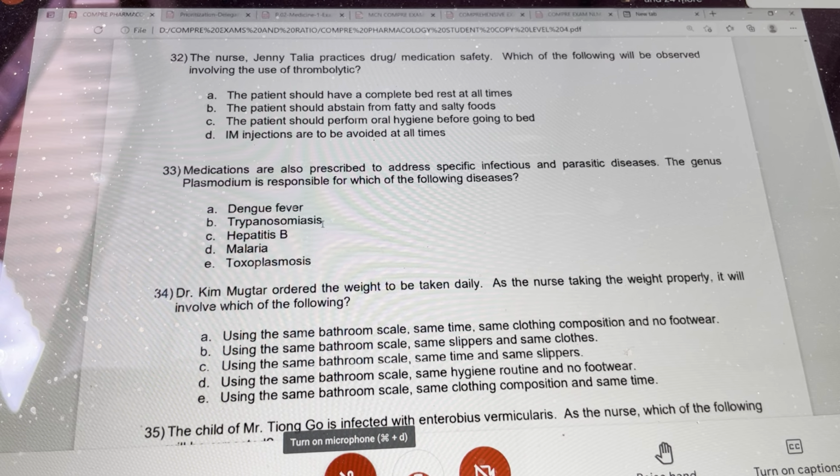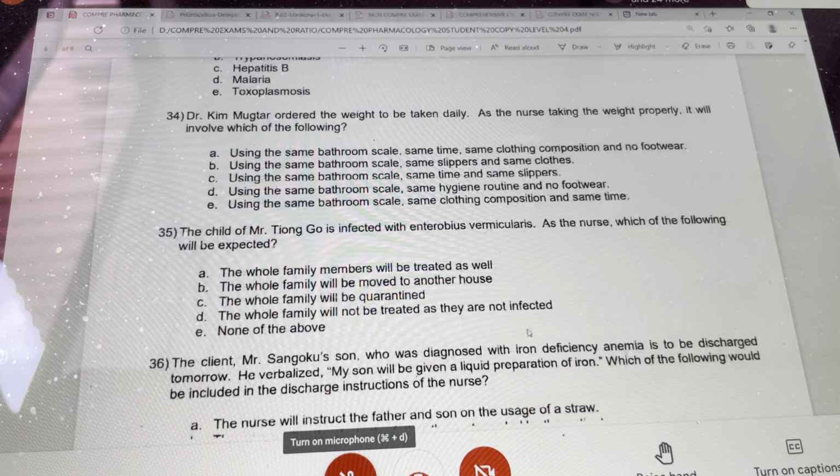Is it the sandfly or the tsetse fly? Tsetse. Okay, very good. It's the tsetse fly. Kasi yung sandfly, it's leishmaniasis. So wala dyan sa option. So anyway, for Plasmodium, there are 4 subspecies and it is transmitted via your vector, particularly the female Anopheles mosquito. Okay? So yan. Next.